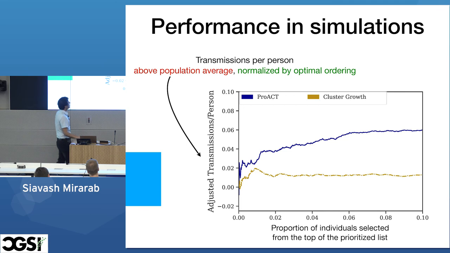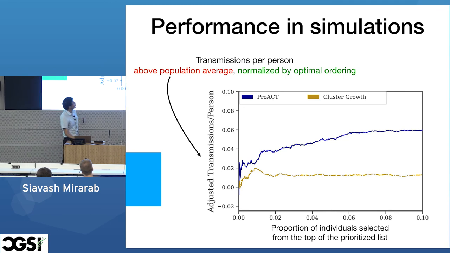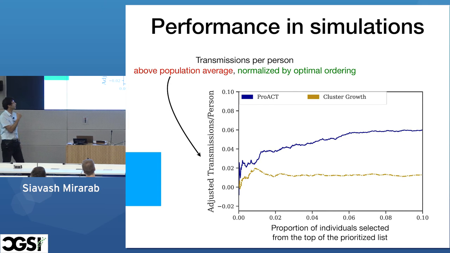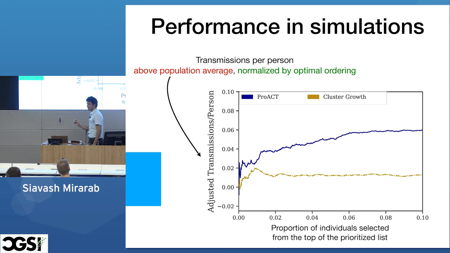Okay? And what you can see here is that if you just do that cluster growth method that I mentioned, you barely do better than random. If you use our method, you do a little bit better than random. So you can't mistake this for random. We are doing better than random ordering. How much better? It's not a lot better, but it's definitely better than random.